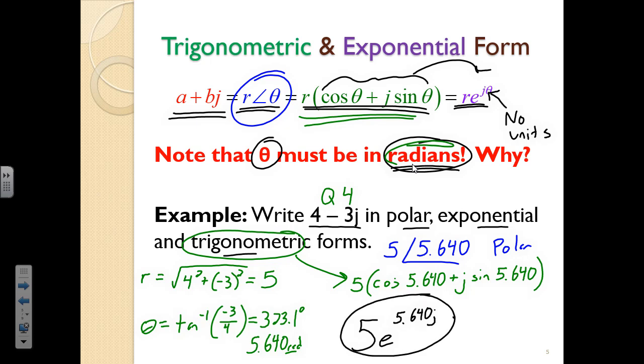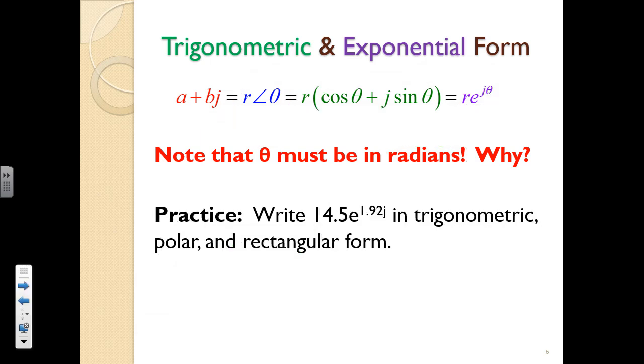That is exponential form. Okay, why don't you take a minute and see if you can go in the other direction. I'm giving you this complex number in exponential form, 14.5 e to the 1.92 j. Why don't you take that exponential form number, put it back into trigonometric, polar, and rectangular form. Pause the video, do that, and resume when you're ready to see those answers.